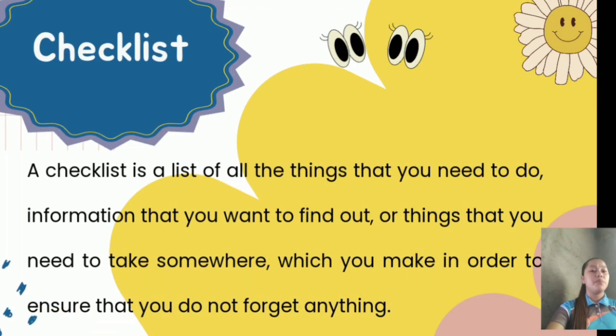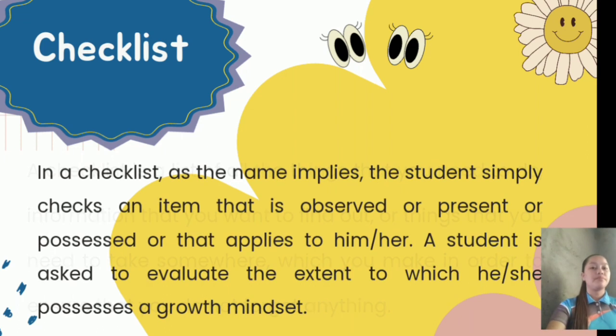This next one is very common for us. So, this is the checklist. A checklist is a list of all the things that you need to do, information that you want to find out, or things that you need to take somewhere, which you make in order to ensure that you do not forget anything. In a checklist, as the name implies, the student simply checks an item that is observed or present or possessed, or that applies to him or her. A student is asked to evaluate the extent to which he or she possesses a growth mindset.